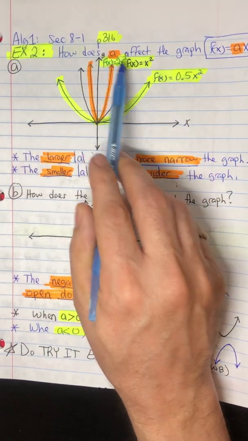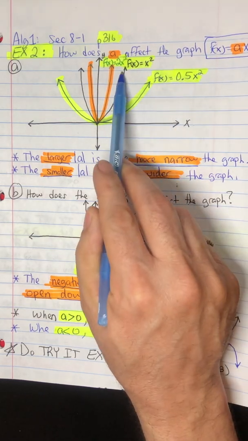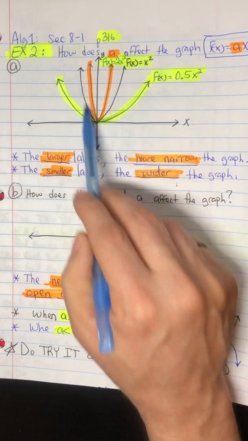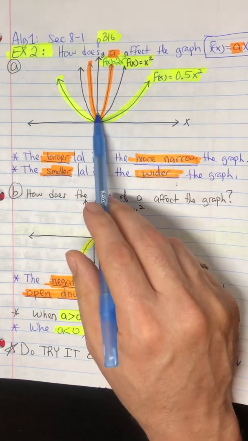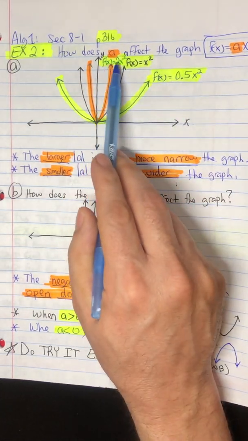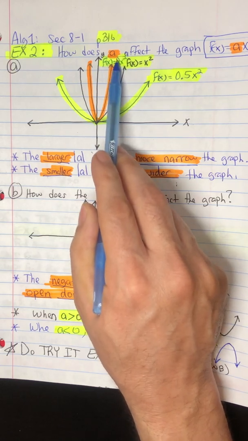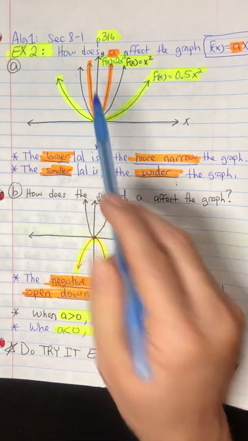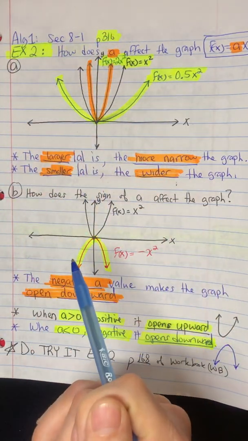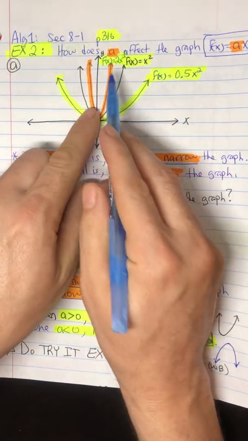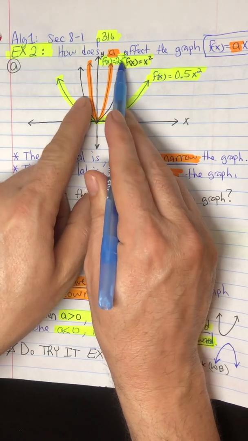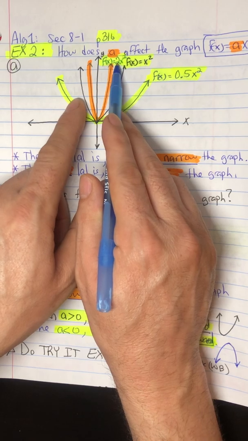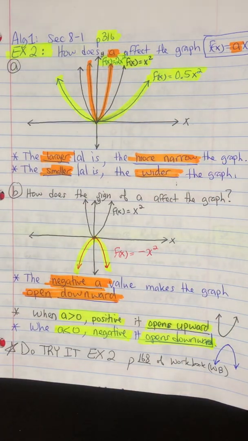Well, I graphed 3 graphs here. The black one that is not highlighted is f of x equals x squared. That's the parent function. If I graphed it, it would look something like this. If I graph f of x equals 2x squared, if A is positive 2, if A is bigger than 1, look what happened to the graph. It kind of got stretched or got more narrow. You notice? The graph of 2x squared is more narrow than x squared. So the bigger A gets, the more narrow the parabola gets.